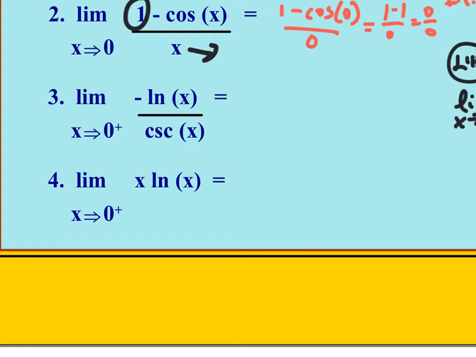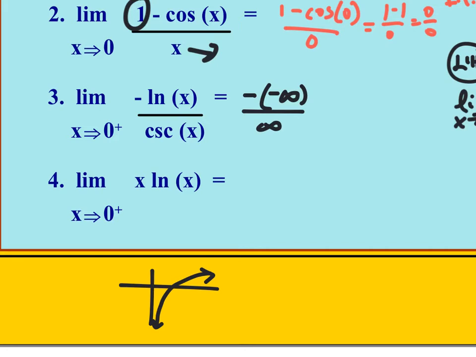Okay, here's a funky one. Negative natural log as x goes to 0. Think about natural log for a second. As x comes to 0 from the right, the natural log is going to be negative infinity. Okay, and the cosecant of 0 coming from the right is also infinity. That you can check on your own, but that would be an indeterminate form as well, right? Infinity over infinity. Okay, that's an indeterminate form.